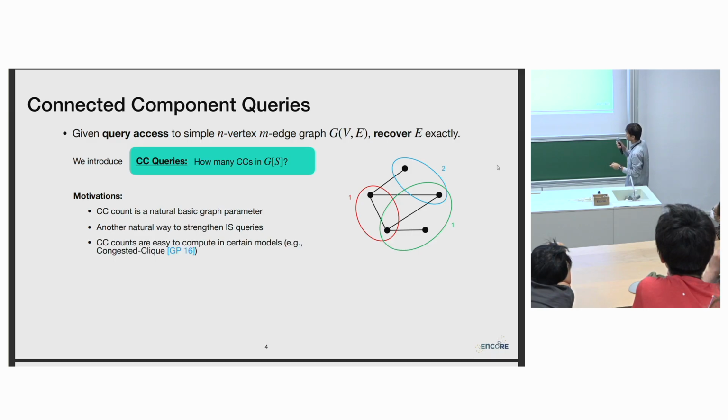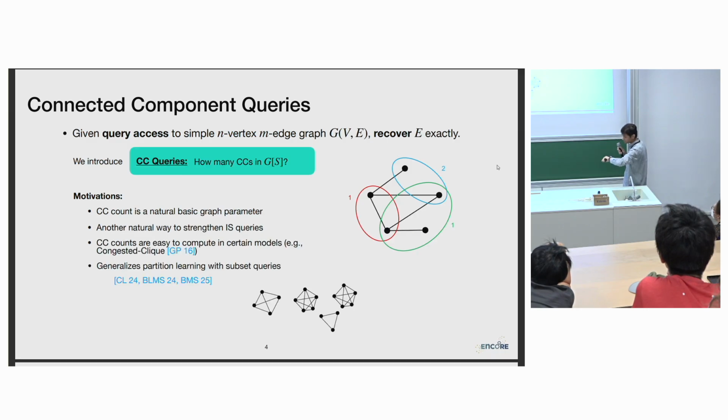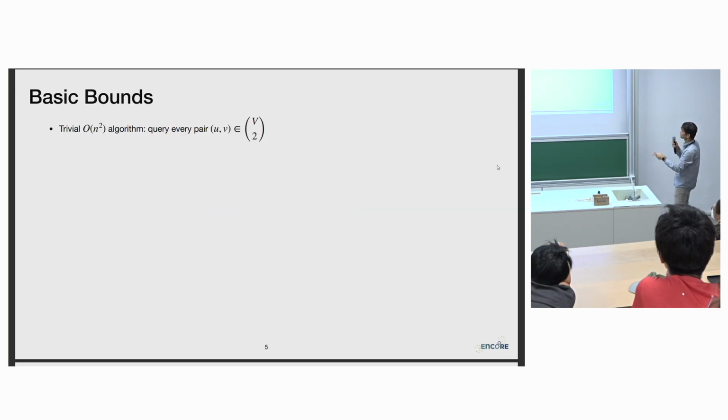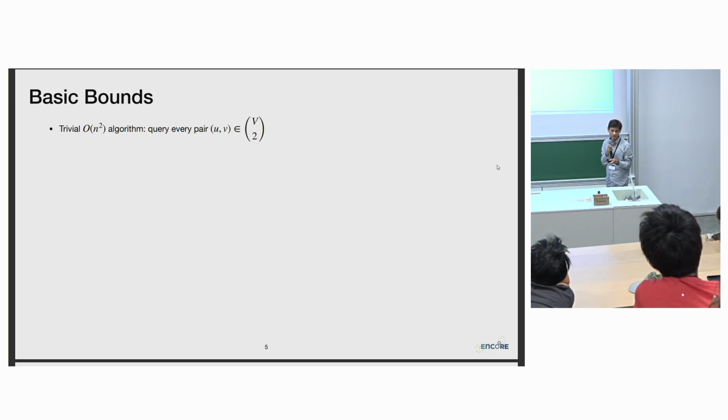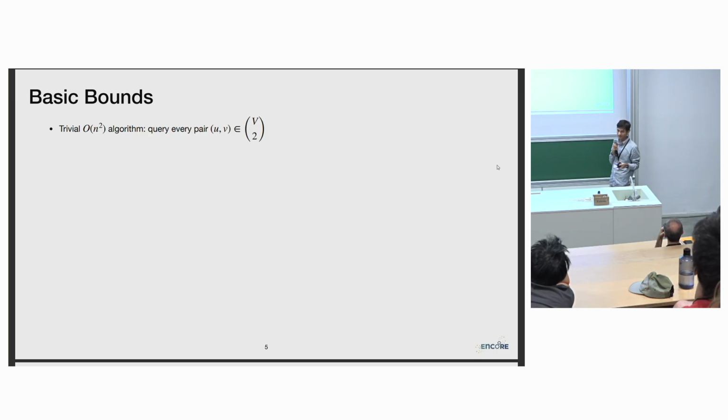Because we have only 10 minutes, I'm not going to go into the motivations in detail, but there is a bunch of other problems that this one is related to. So there are some basic bounds. You can have a trivial order n squared algorithm, because instead of a subgraph, you can query an edge. If there is an edge, the number of components is 1. If there is no edge, the number of components is 2. So by making n squared queries, you will always be able to reconstruct the graph.